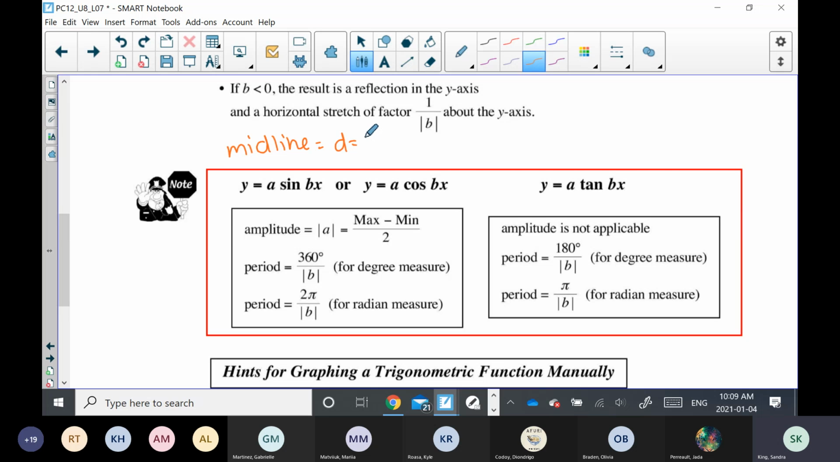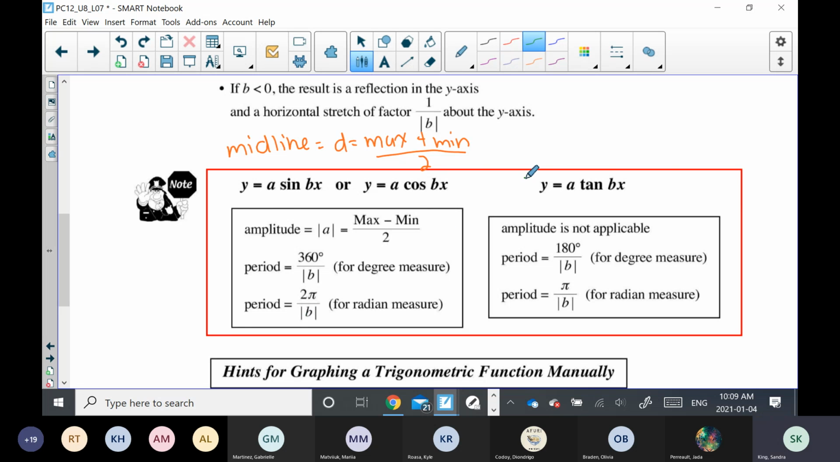But just to quickly review how you get that, it's going to be the max of your graph plus the min. How do you get the middle? The middle is the average. So the max plus the min divided by 2. Here was what we were talking about for period.